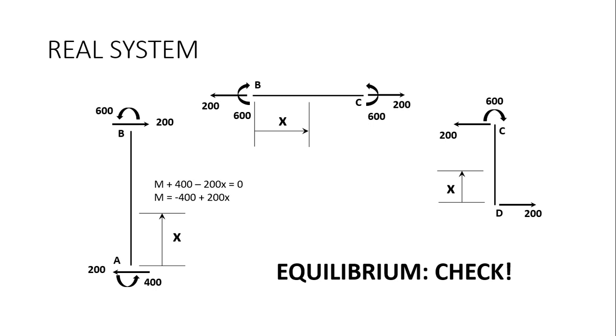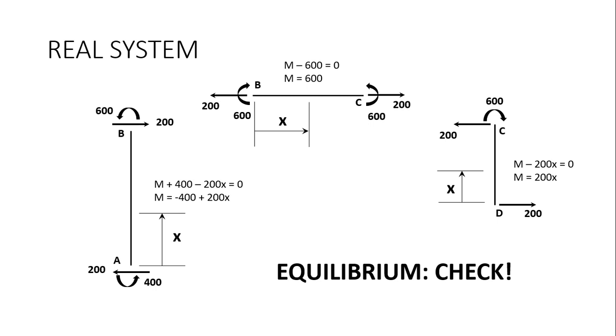Ito naman sa segment BC, at ang makikita mo lang nakakontra dun sa moment na counterclockwise is yung 600 na clockwise. So we have m minus 600 is equal to 0. Therefore, m is equal to what? Positive 600. And dito naman sa segment CD, okay, dahil nanggaling tayo sa right side, from C to D naman tayo, no? Clockwise naman yung positive moment dito. So, m minus 200 times x is equal to 0, or simply m is equal to 200 times x. Ito po yung ating real system.